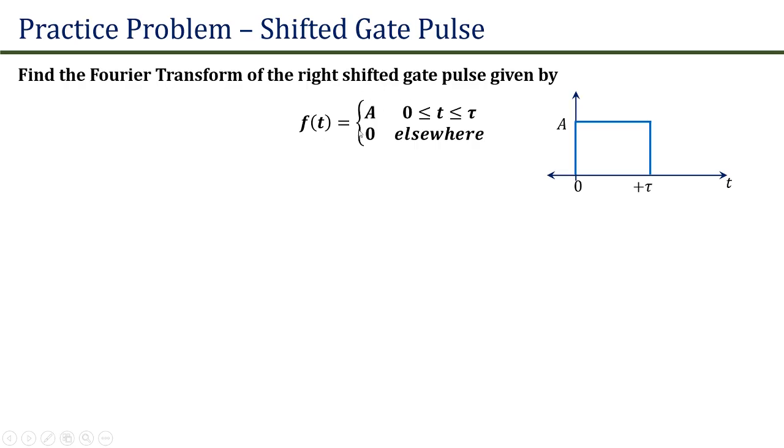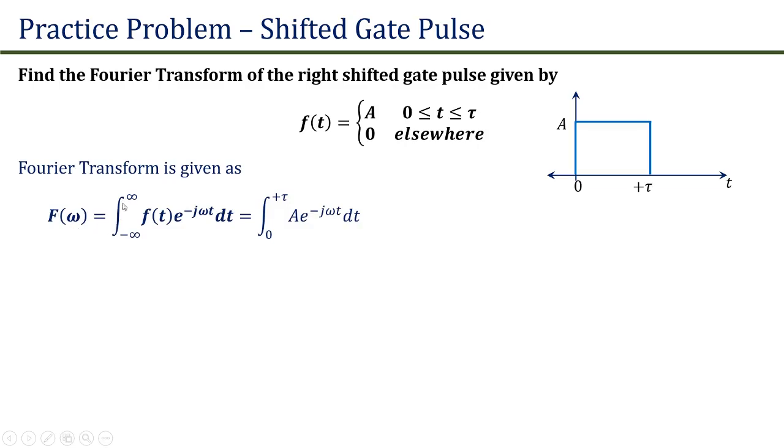given as f(t), which is equal to A within the time period from 0 to tau, otherwise it is 0. The Fourier transform is given as F(omega) is equal to integral from minus infinity to plus infinity f(t) into e raised to power minus j omega t into dt. If we consider f(t) in this relation, we will get integral from 0 to tau A into e raised to power minus j omega t into dt.